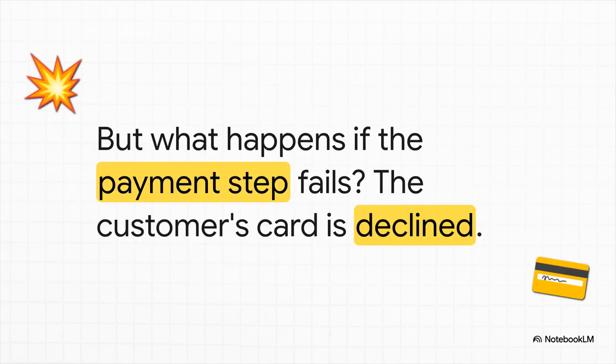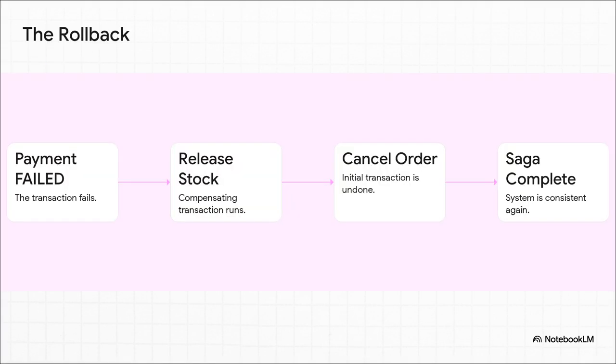But what if step 2 fails? The customer's card is declined. The payment service fails its transaction. Now this is the moment of truth. This is where the Saga pattern really shows its power. The system can't just stop here, right? And here comes the rollback.